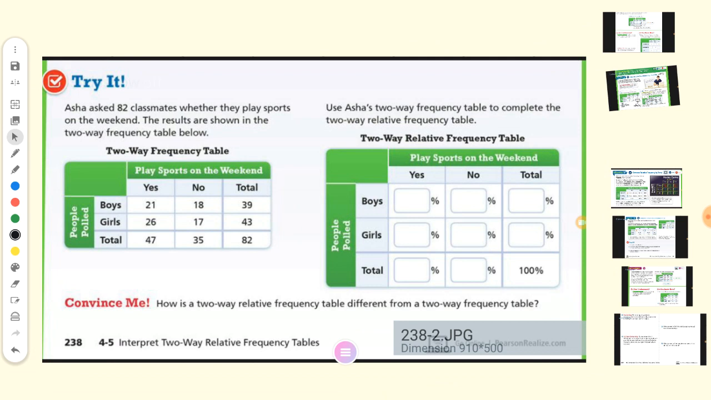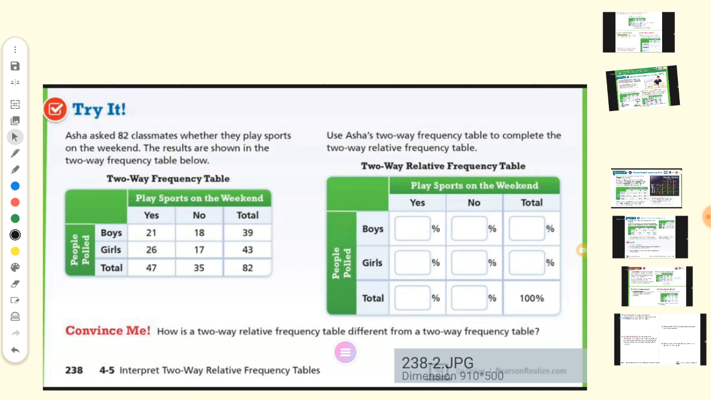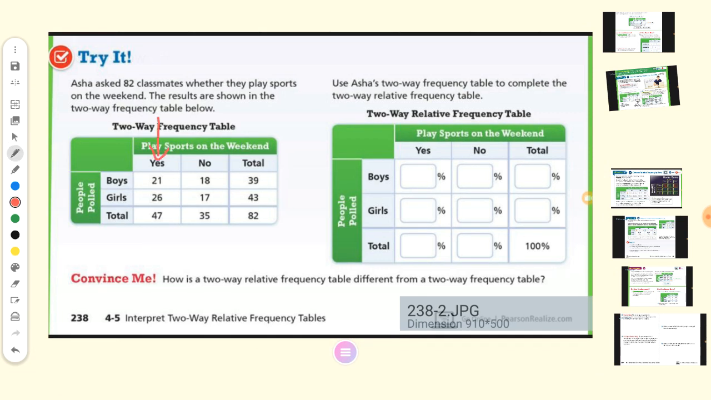A classmate student, something like this, about if they are playing sport on the weekend or not. Okay. Some say yes, and some said no. Okay. How many people ask it? It's 82. 82 is the whole. Okay. Now we know the whole.